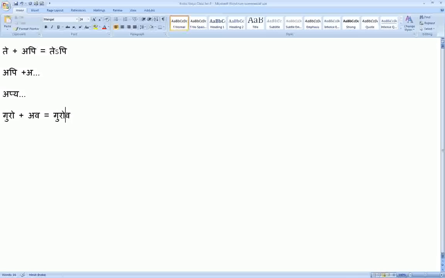In the Gita, there are at least two shlokas, maybe actually more, where you can take the avagraha as being there, or not being there. Let's look at one quickly, one shloka of Bhagavad Gita where you can take the avagraha as being there or not being there.